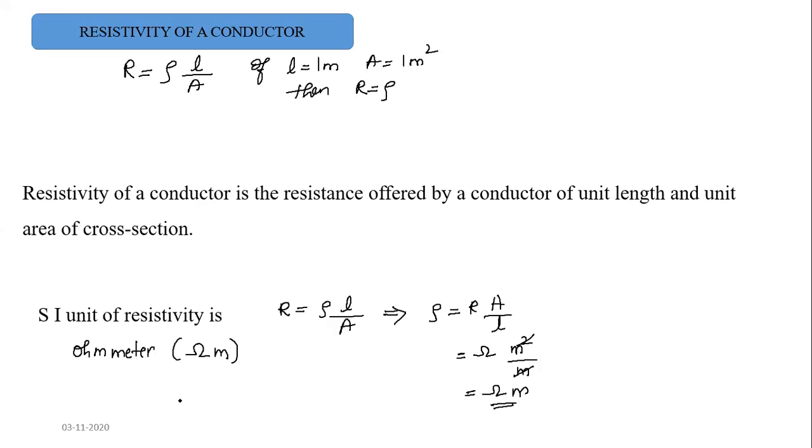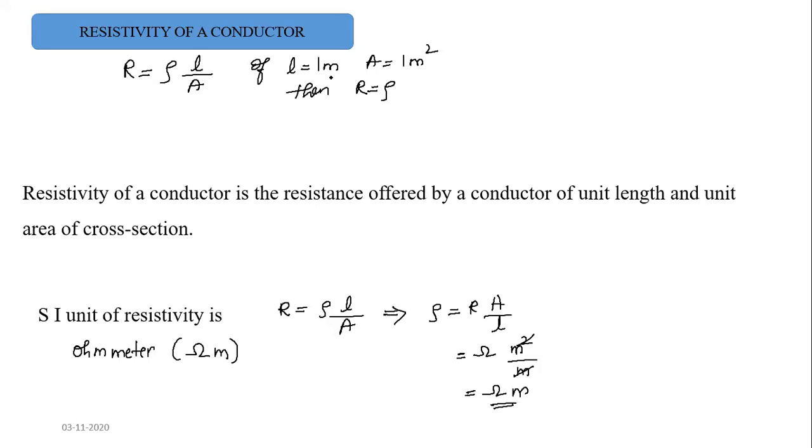Is it clear? You can take a screenshot of this so that you can easily write down the notes. Once again, the resistivity of a conductor is defined as the resistance offered by the conductor of unit length and unit area of cross section. How did it come? You have to take it from this equation: R is equal to rho into L divided by A.